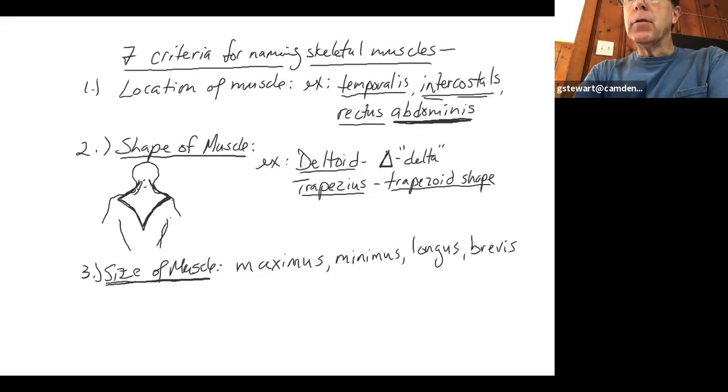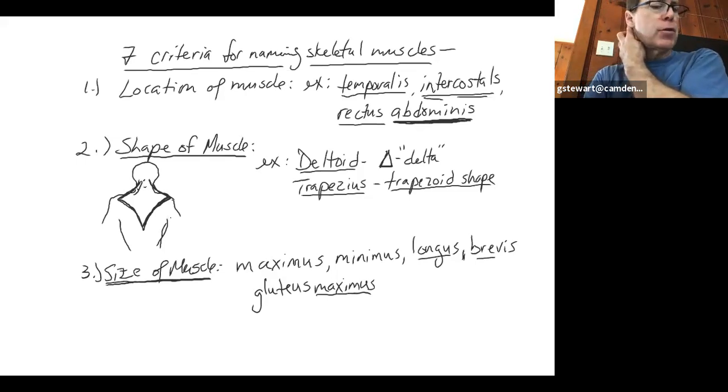So gluteus maximus, the buttocks muscle, which by the way is the largest muscle in the human body volumetrically, that tells us its name, maximus, tells us it's a very large muscle. There's also a gluteus minimus, which is smaller. There's certain muscles that have the word longus in the name, or brevis, to mean long or short.